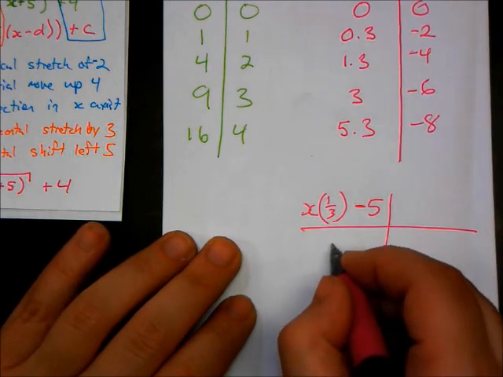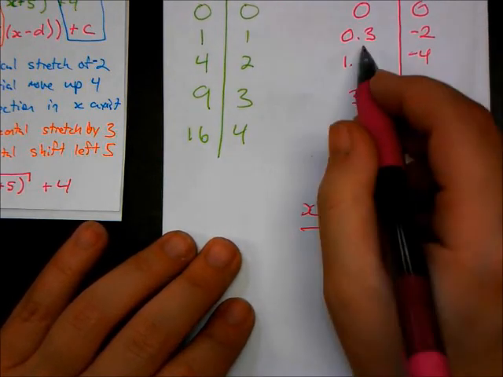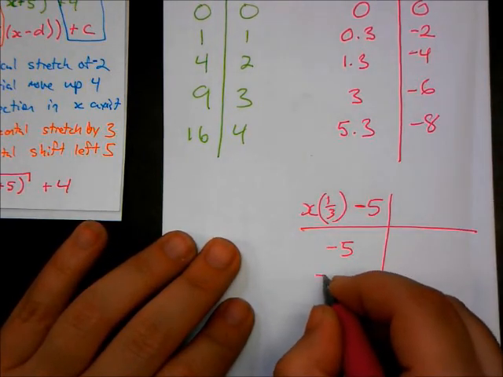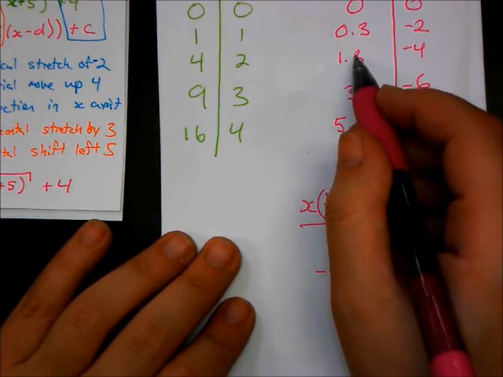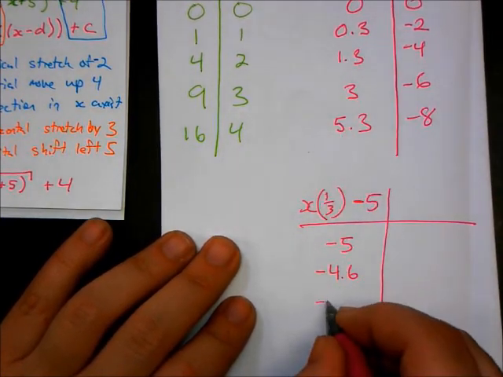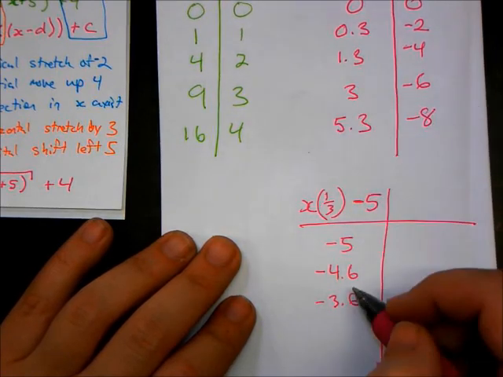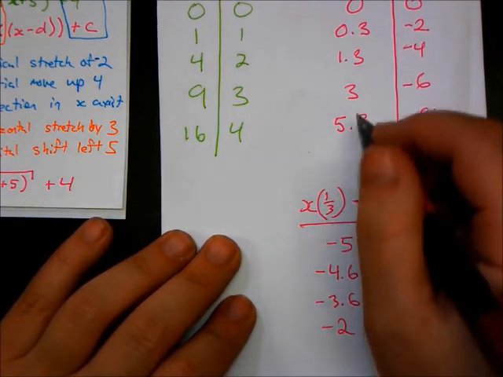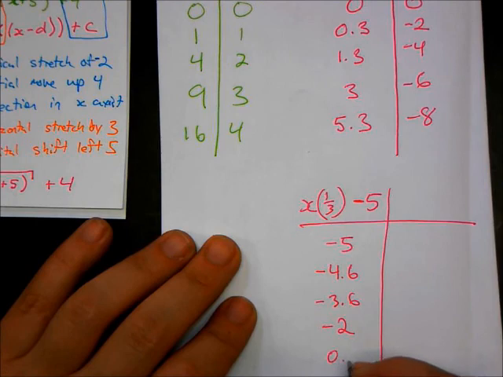So we get 0, take away 5 is negative 5. 0.3 take away 5 is negative 4.6. 1.3 take away 5 is negative 3.6. 3 take away 5 is negative 2. 5.3 take away 5 is 0.3.